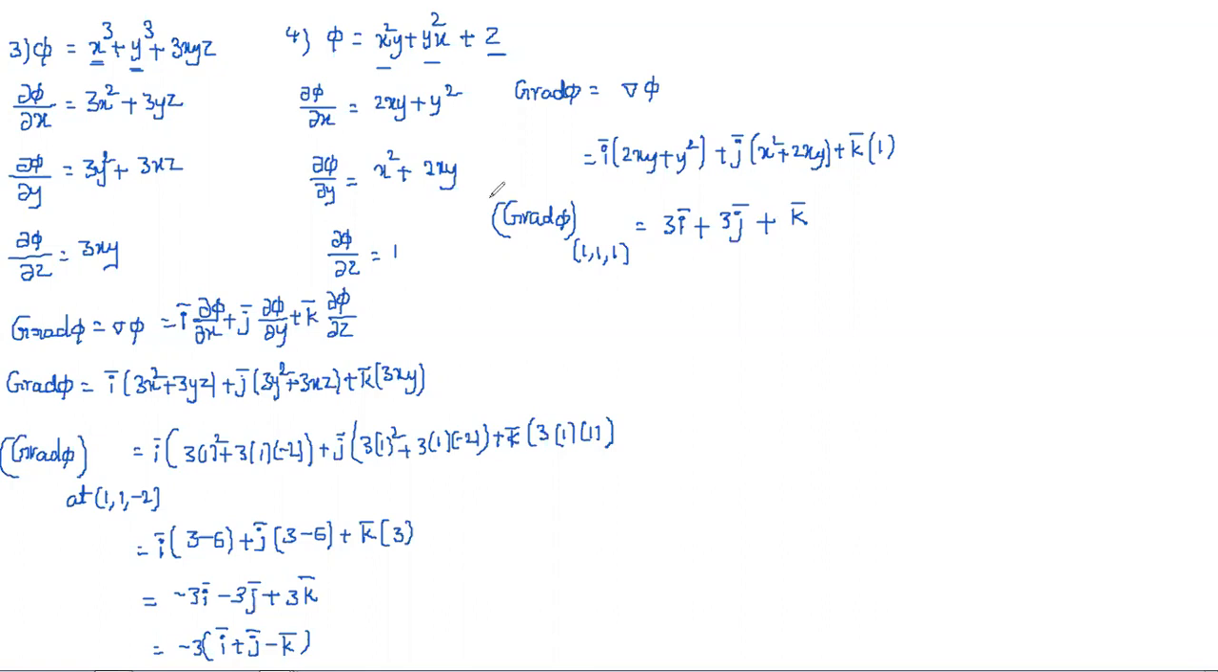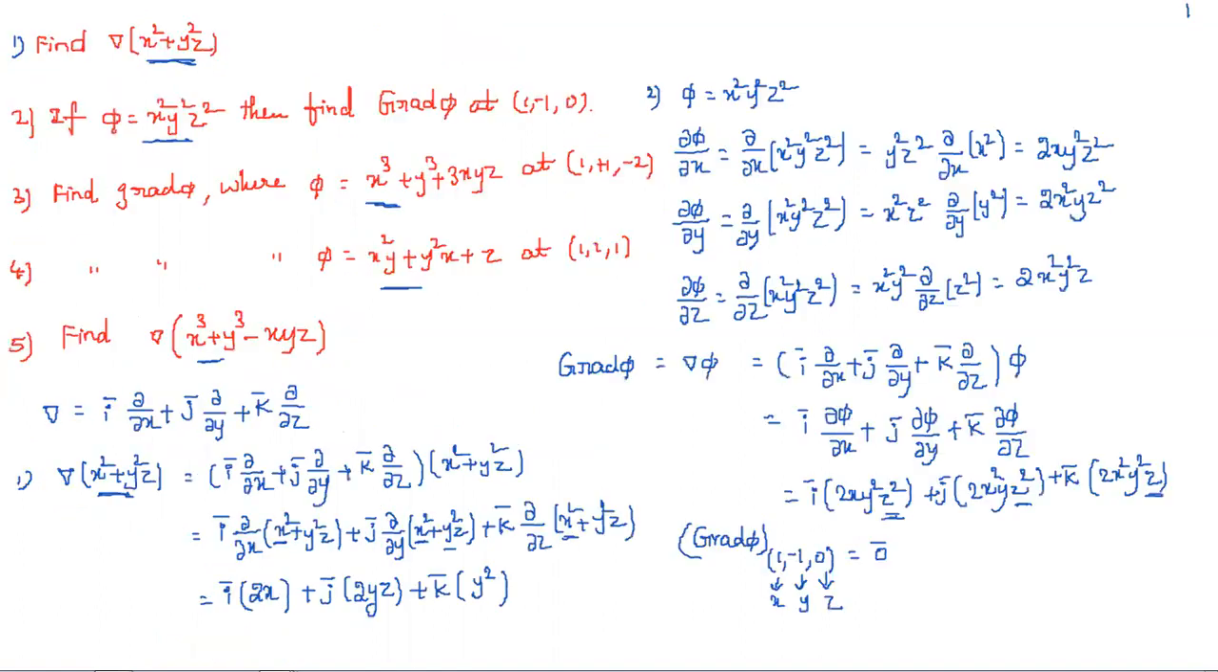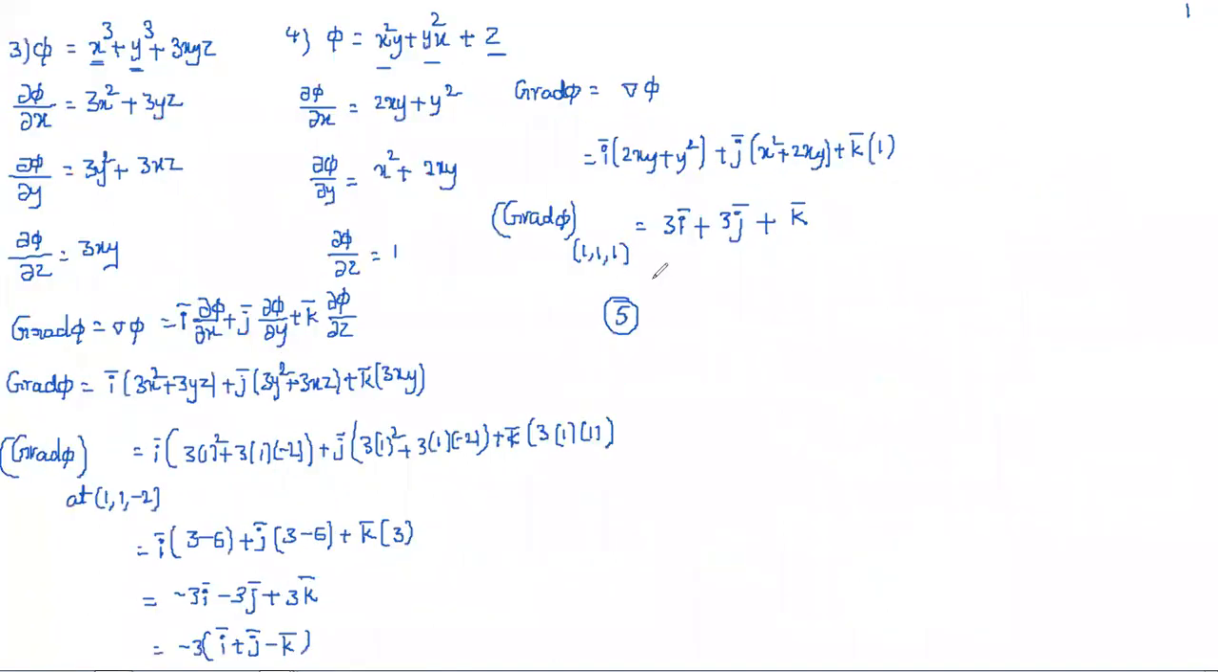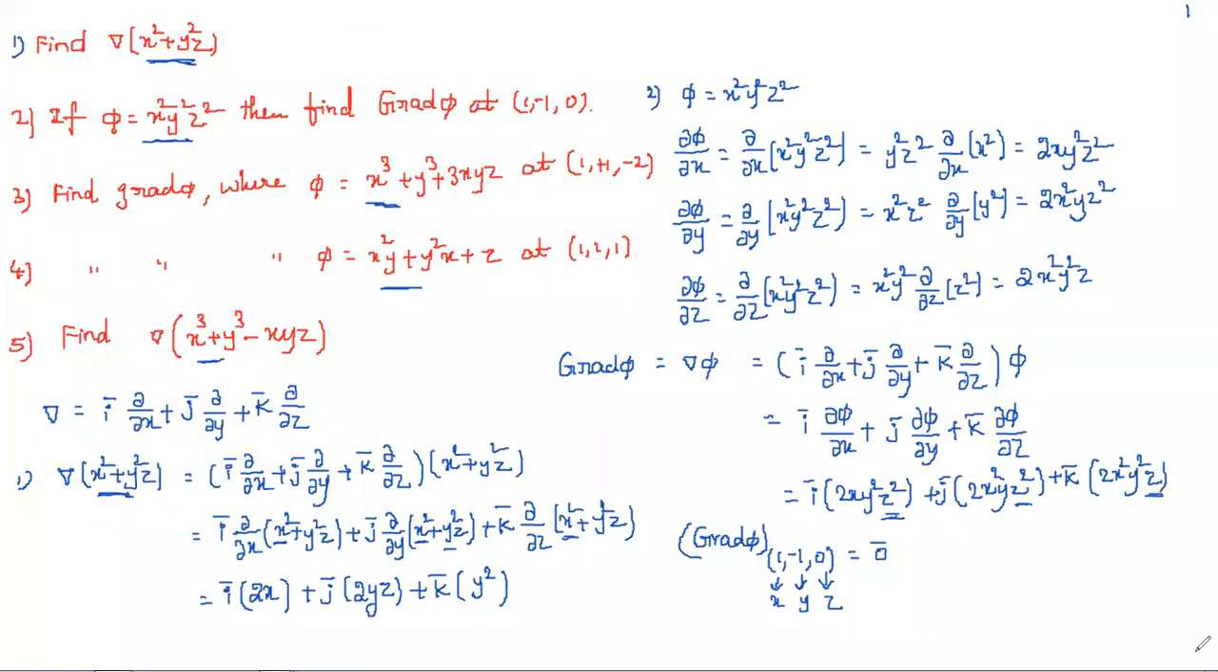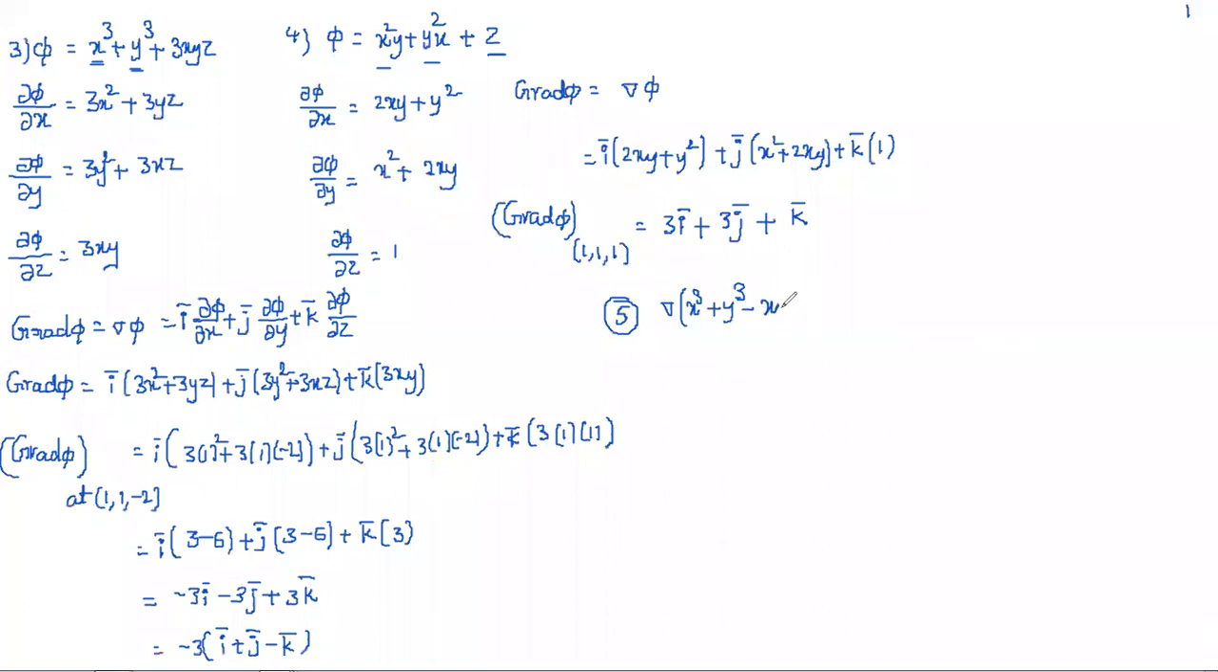Okay, and next, what about the fifth one? Here it is del of x cube plus y cube minus xyz. So del of x cube plus y cube minus xyz. Here also the same pattern. Del is nothing but what we already know.